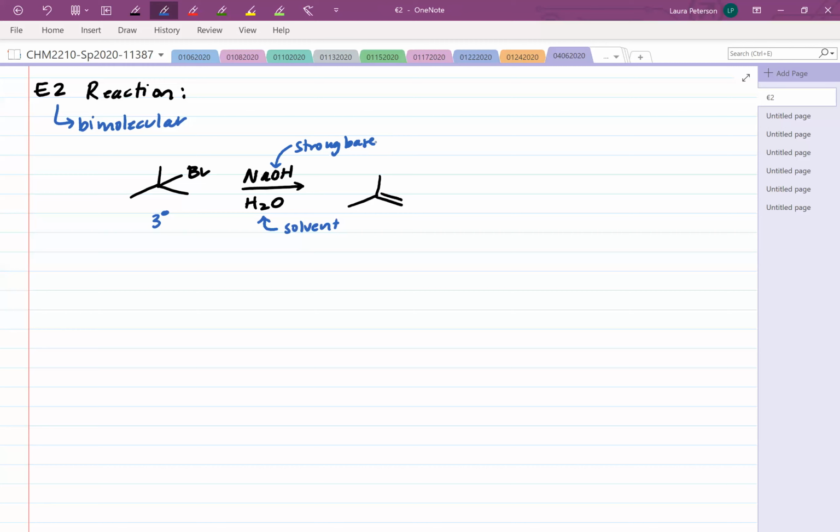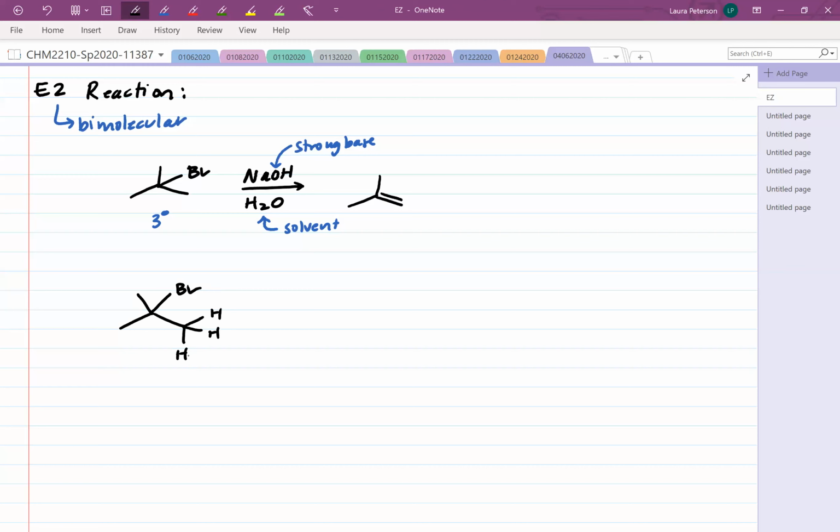In terms of the product, we actually can't tell the difference between the E1 elimination product and the E2 elimination product because they're the same. But mechanistically, they are different. Let me just draw the mechanism and then I'm going to say a few things about it. So here was our starting material. This is bimolecular in the rate expression.